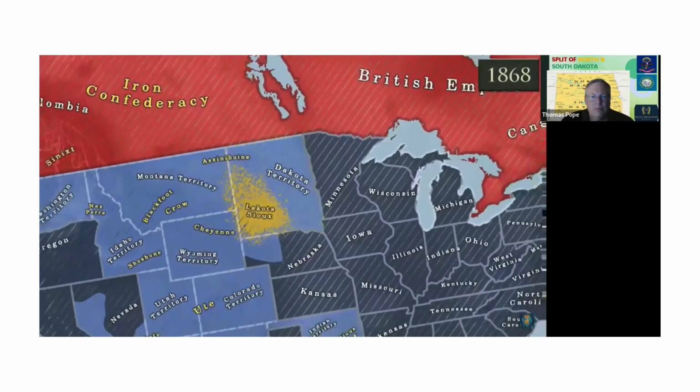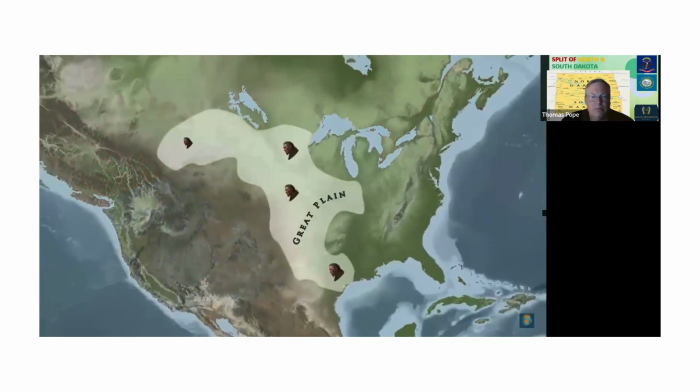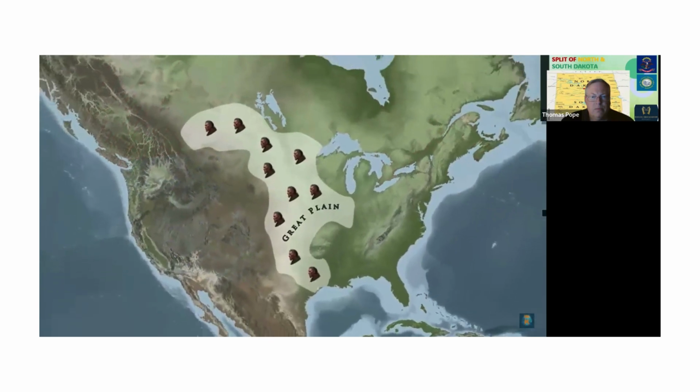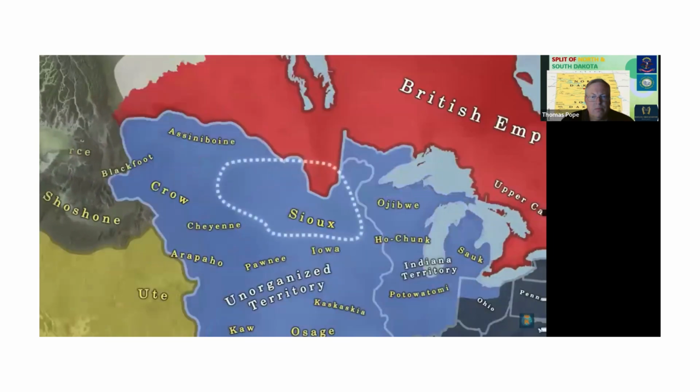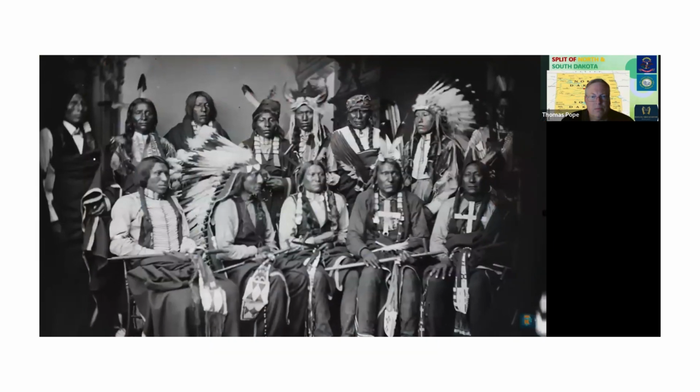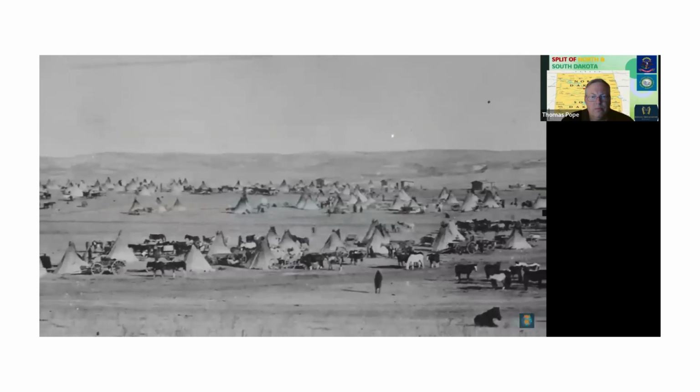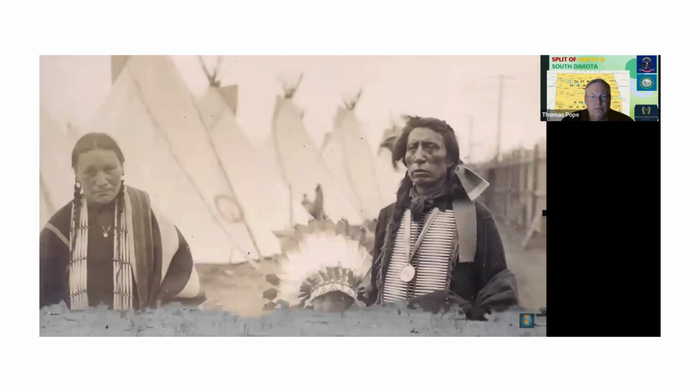The future Dakotas had long been inhabited by many Native American groups that roamed the Great Plains. By the time the U.S. moved in, the Sioux predominated. They'd moved into the area in the 16th and 17th centuries after conflict with other native groups farther east.